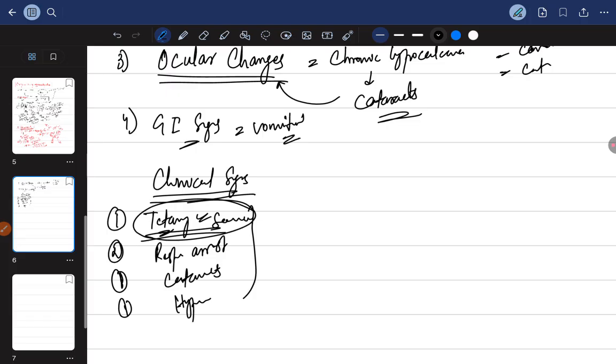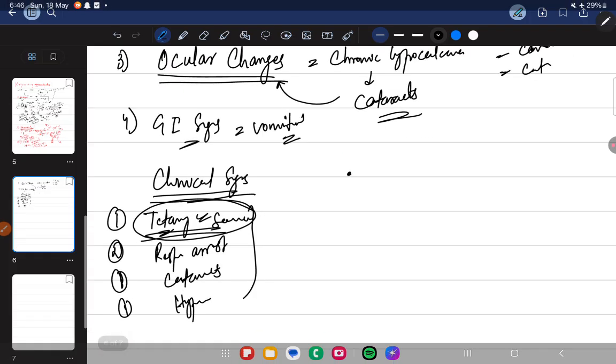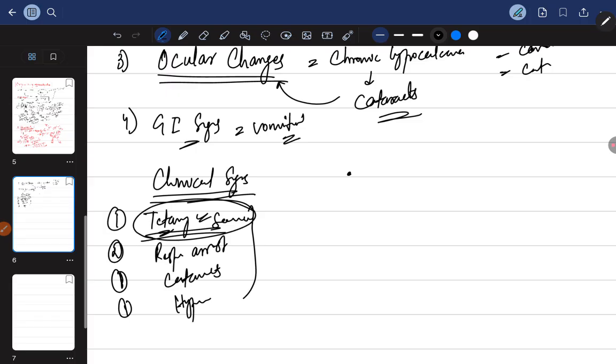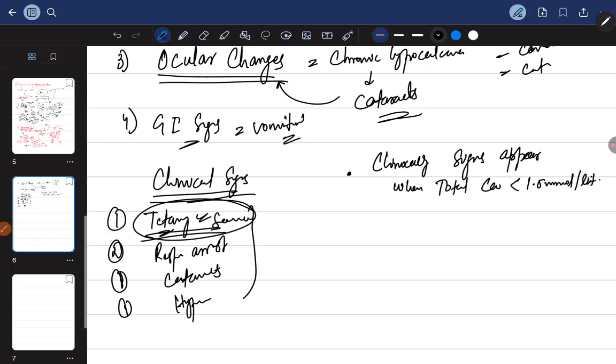Now what you have to remember is that normally clinical signs appear when total calcium is below 1.5 millimoles per liter, and ionized calcium is less than 0.8 millimoles per liter. So this you have to remember.